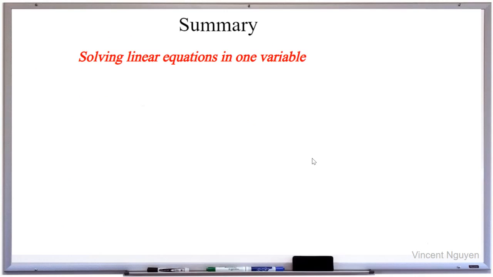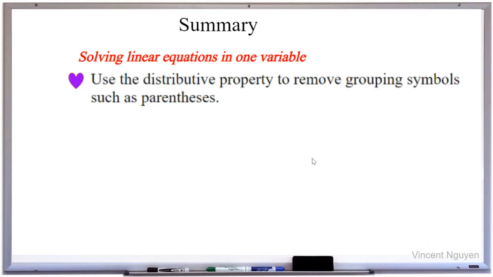All right, let's summarize what we have done today. Today we learned how to solve linear equations in one variable. In one variable just means there's only one type of variable, like an x, a y, a z. There are no multiple variables. So we first have to use the distributive property if you see parentheses, to remove the parentheses. Sometimes you don't have any, so you don't have to do that.